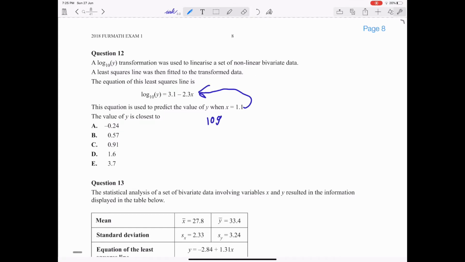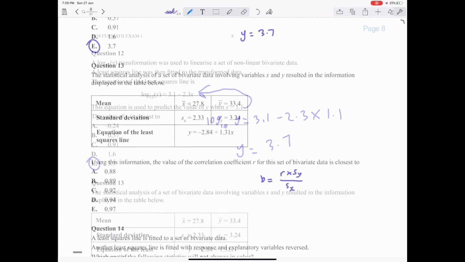So log 10y equals 3.1 minus 2.3 times x, which is 1.1. If you solve that on your calculator, you go menu 3, 1 if you have a CAS calculator, and you can solve for the value of y. So you enter log 10y equals 3.1 minus 2.3 times 1.1, and you hit comma y, and you'll get the value of y. So y equals 3.7 to 1 decimal place, so therefore E is the correct answer.